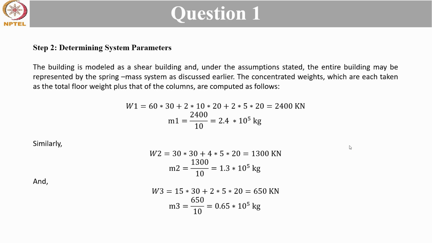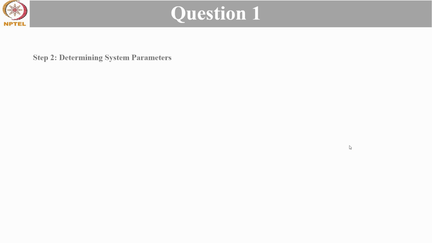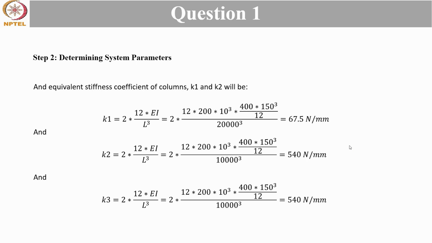Similarly, mass of second floor will come out to be 1.3 into 10 to the power 5 kg, and mass of third floor will come out to be 0.65 into 10 to the power 5 kg. And then we'll determine the stiffness coefficient.